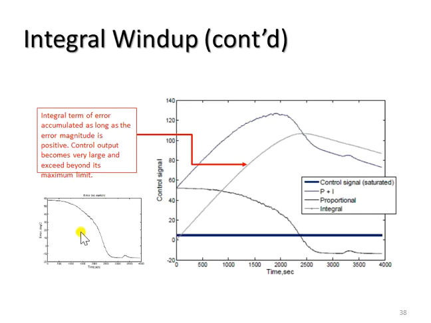This slide is to give the example of the integral wind up. So we can see this is the error function. The error is quite large. It is between 0 to a certain value of temperature, which is in degrees Celsius. So the error is in degrees Celsius.